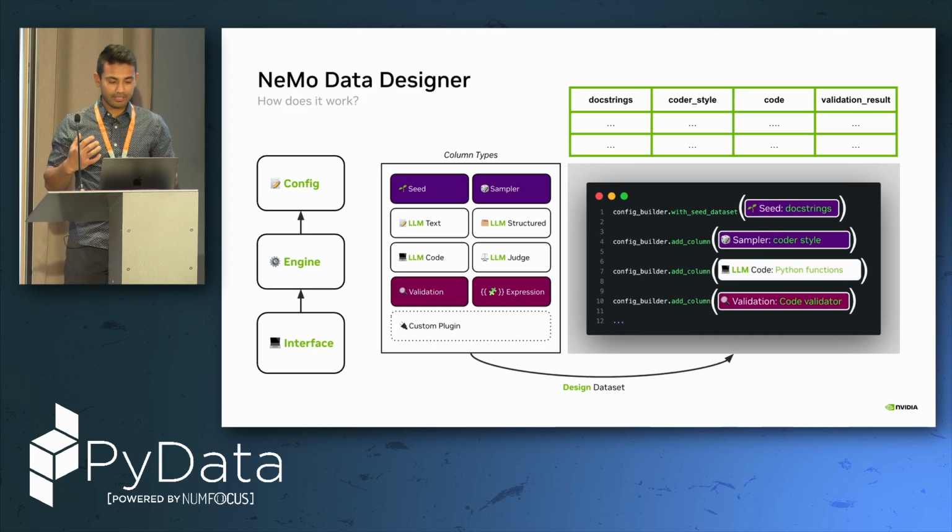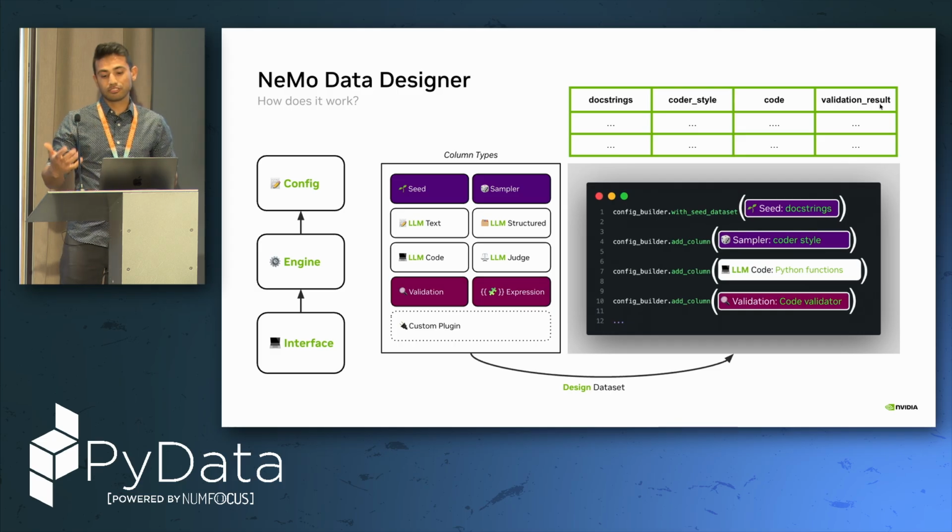Engine encapsulates everything that is necessary to be able to execute that at scale. And the interface, as the name suggests, has just enough classes and abstractions to help you execute a Data Designer configuration using the engine, so that the user doesn't have to worry about all the complicated stuff that happens inside an engine. And when you're thinking about a data set, you can think about it as just like a pandas data frame, right? So you have a data frame with a bunch of rows and columns. In this case, it's docstring, coder style, code, validation.